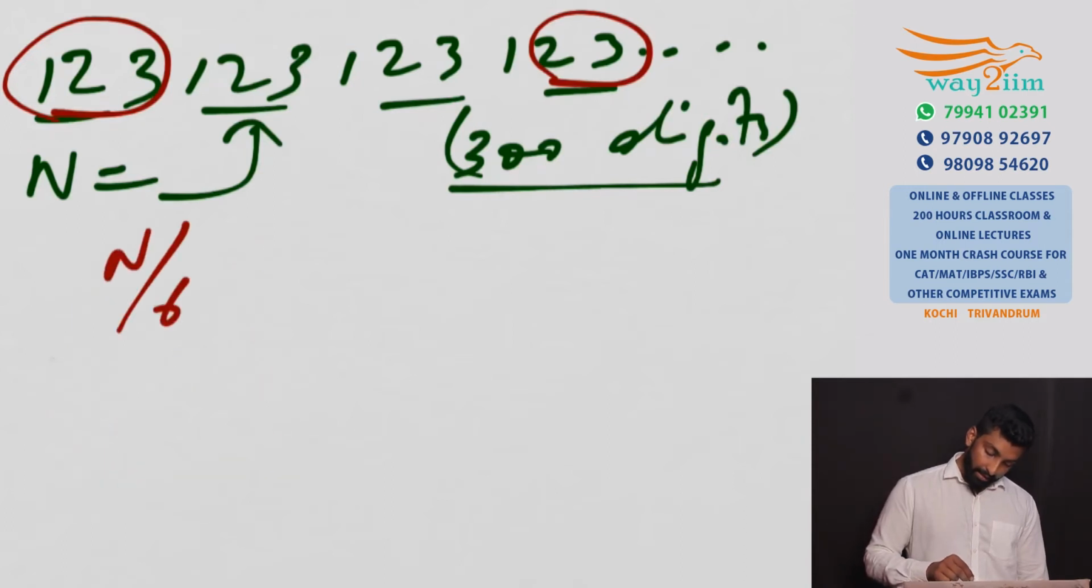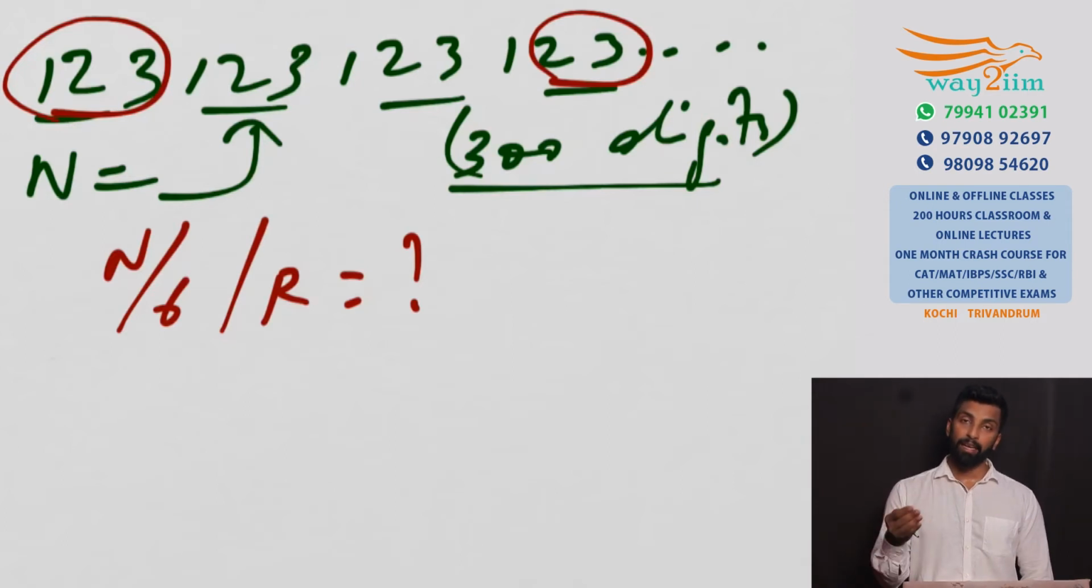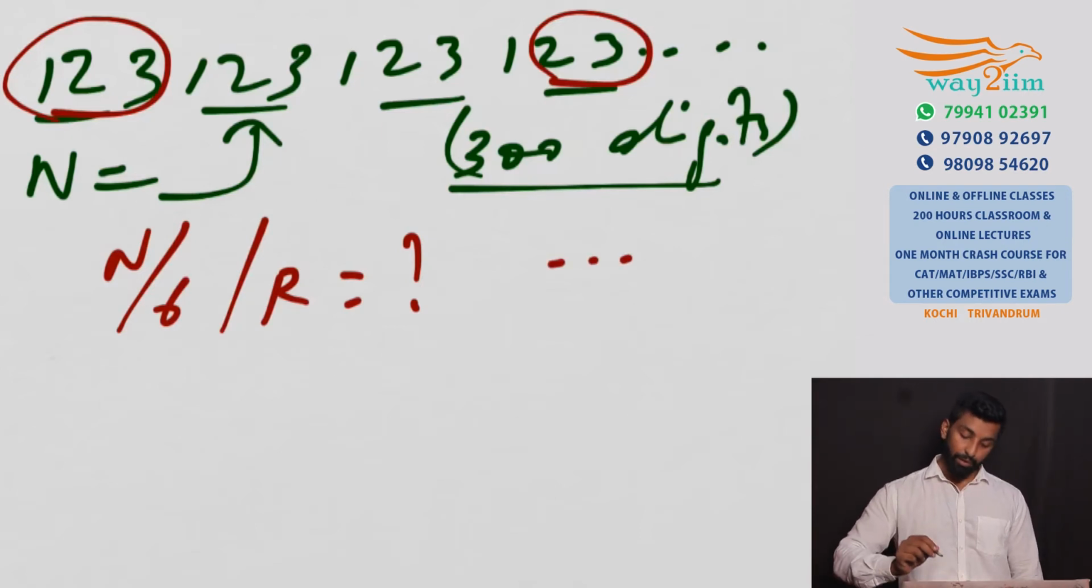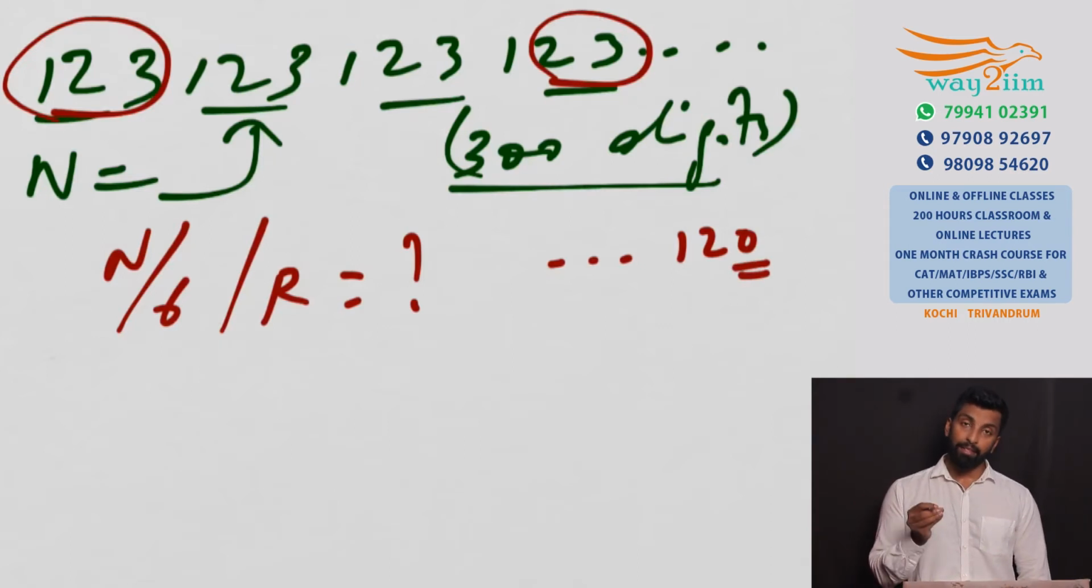What is the N by 6 remainder? See, you need to check whether it is an even number. It's not an even number, it's an odd number, so it is not divisible by 6. Then you need to check whether it is divisible by 3, right? It is divisible by 3, but it is an odd number. The divisibility rule of 6 is it should be divisible by 3 and it should be an even number. If you take the previous number, 123, 123, 123, etc. ending in 120, it is an even number and at the same time divisible by 3, so this will be divisible by 6.